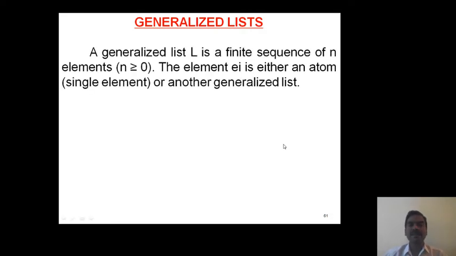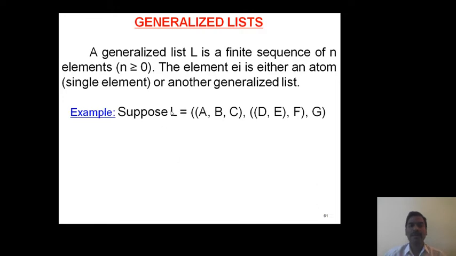A generalized list is a finite sequence of n elements. Here, let us take any element. The element is either a single element, which is also treated as an atom, or another generalized list. Such a combination is also valid.